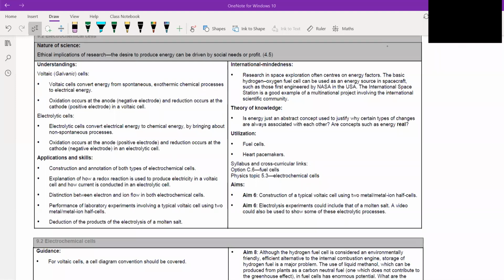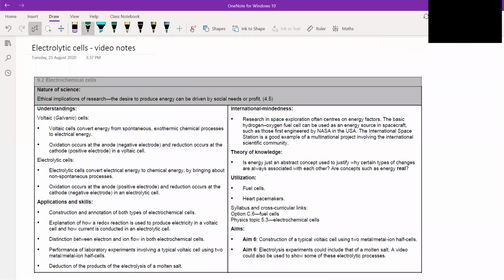Hello, chemistry people. Just a quick video on electrolytic cells, which is in 9.2 of the SL curriculum. Today in class, I talked about galvanic cells, but I ran out of time to talk about electrolytic cells, so I'm making this video so I can talk about them in a bit more detail. I'm going to be focusing on the differences between electrolytic and galvanic cells.